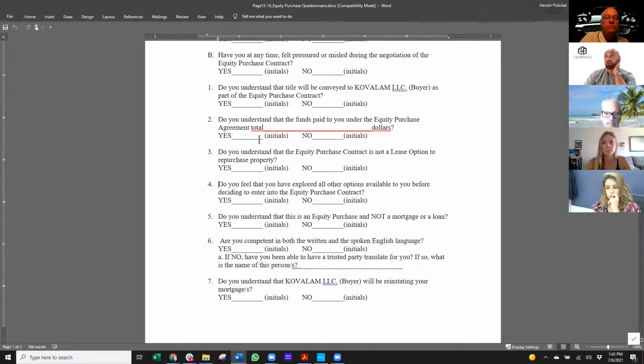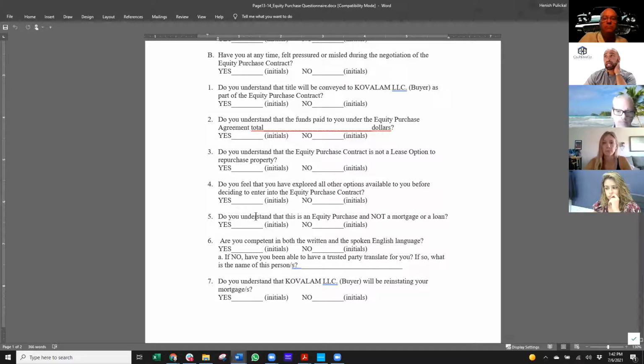Do you feel that you have explored all other options available to you before deciding to enter into the equity purchase contract, right? And this is one of our key components of the training with distressed sellers, that we review all the options with them, right? They've most likely tried and failed several times on getting a modification.